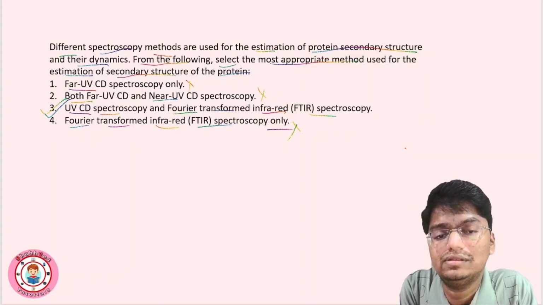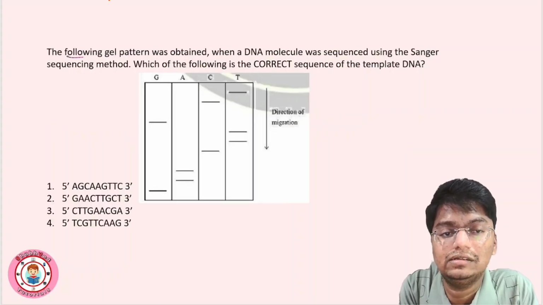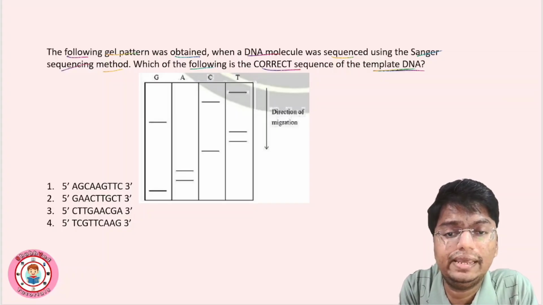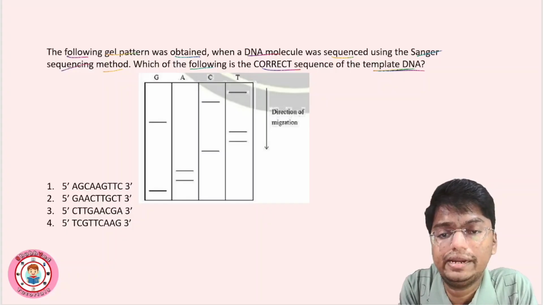Okay, just remember this because technical है 3D spectroscopy and FTIR spectroscopy is used for protein secondary structure determination as well as the dynamics. Next, the following gel pattern was obtained when a DNA molecule was sequenced during the Sanger sequencing method. Okay, which of the following is correct sequence of the template DNA? Right, template DNA का sequence हमें identify करना है.